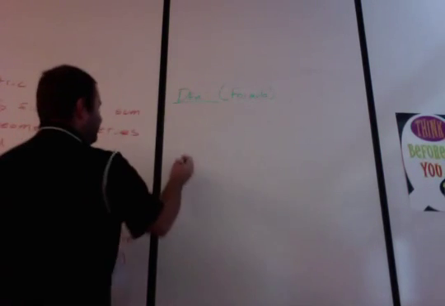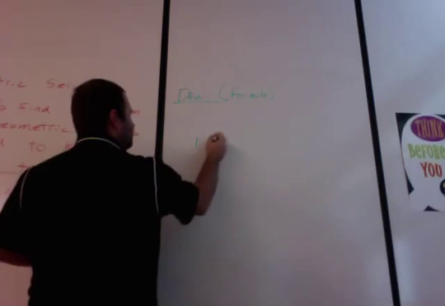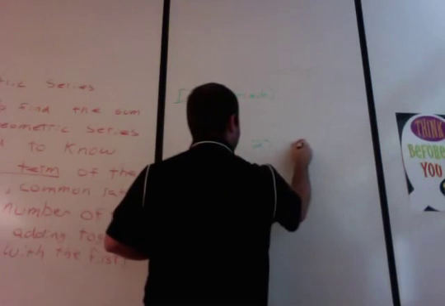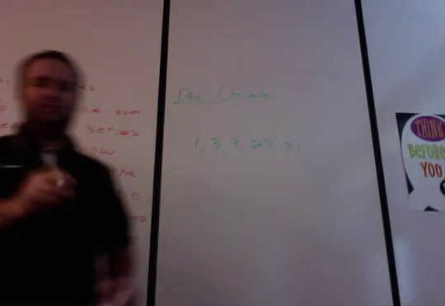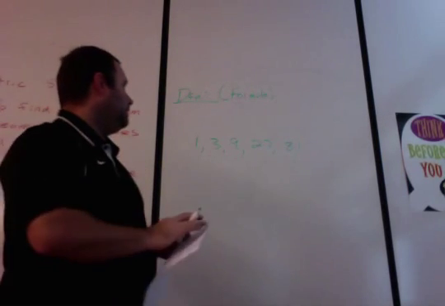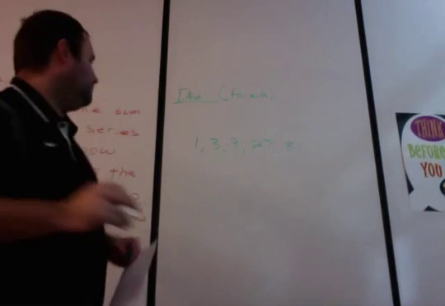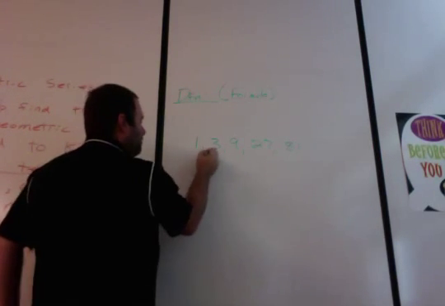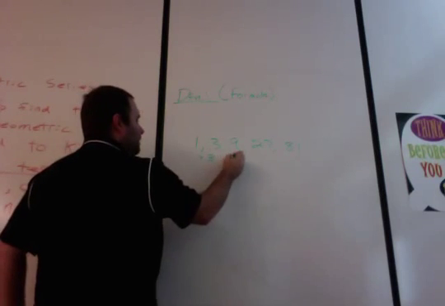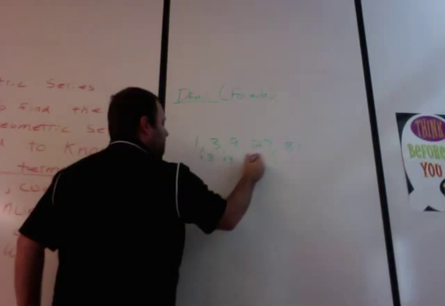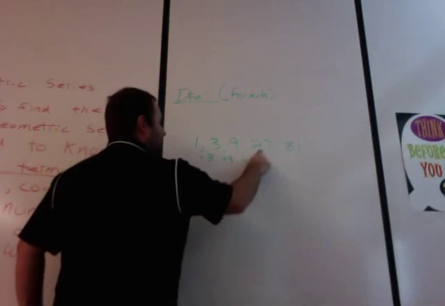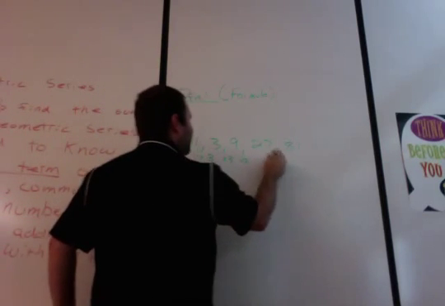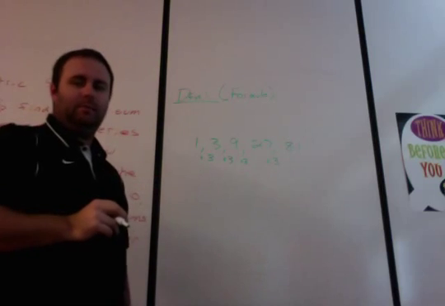So if you're given the sequence, let's go 1, 3, 9, 27, and 81. Those are my first 5 terms in the sequence. Now this is a geometric sequence. Why is that? Because I'm not adding 2, I'm multiplying by 3. 3 times 3 is 9. 9 times 3 is 27. So the pattern is geometric because we're multiplying by a number. That's what makes it geometric.